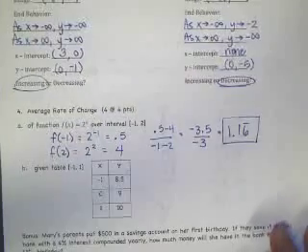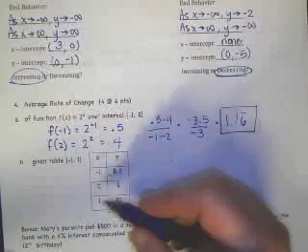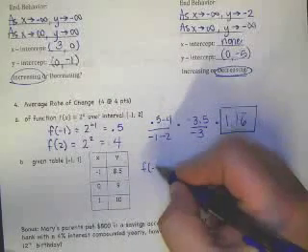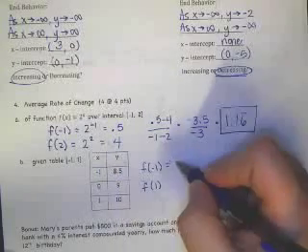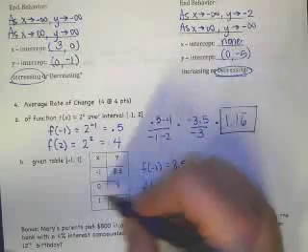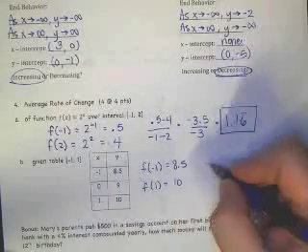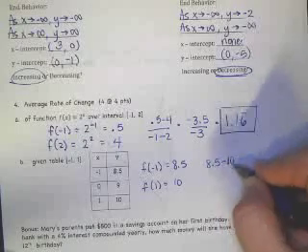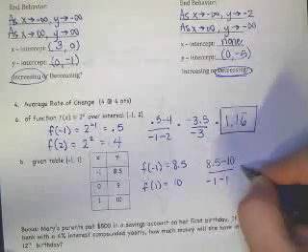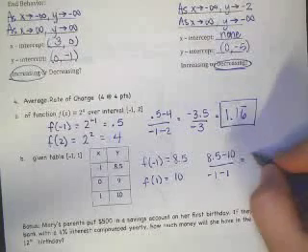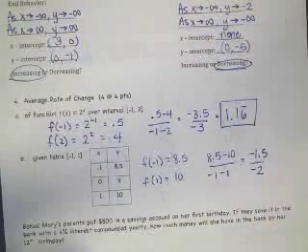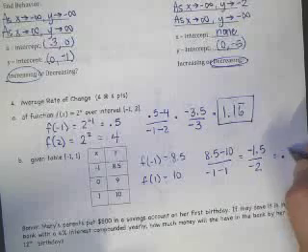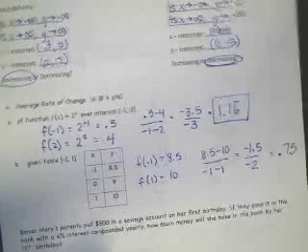And then if we're given a table, we're going to find f of negative 1 and f of 1. So at negative 1, we have 8.5, and at positive 1, we have 10. We'll subtract 8.5 minus 10 over negative 1 minus 1. So that's negative 1.5 divided by negative 2, which would be 0.75.